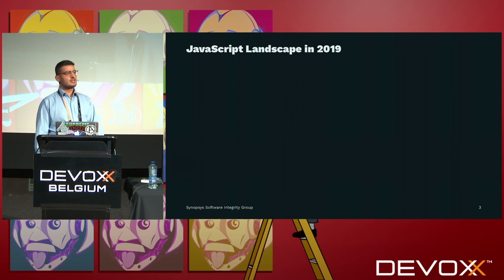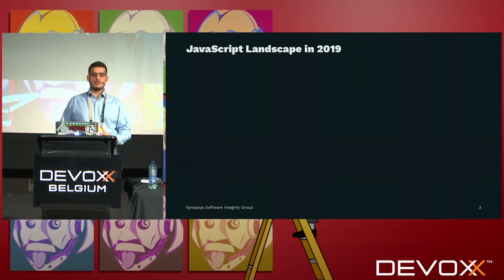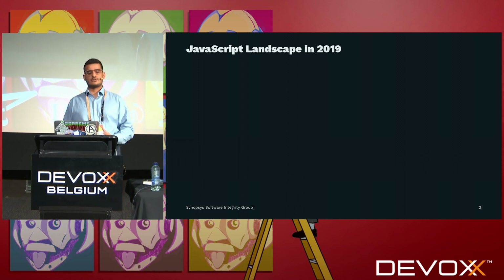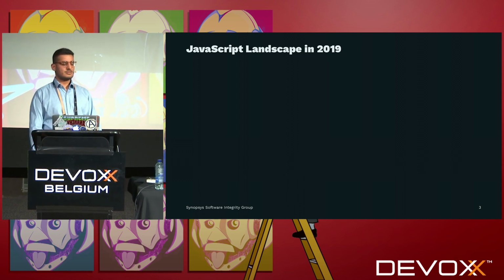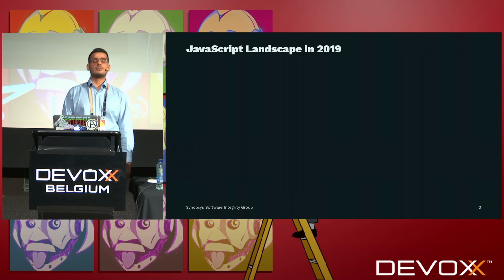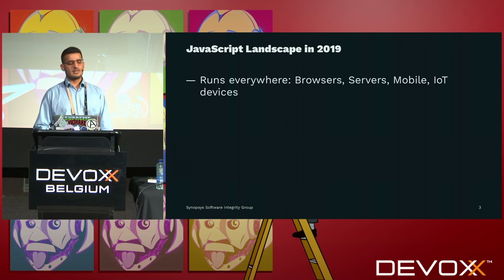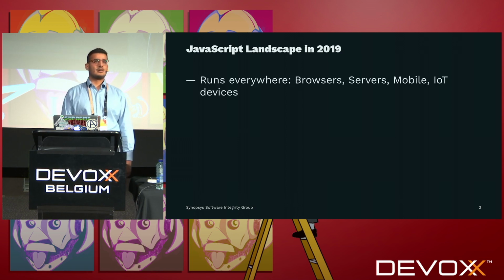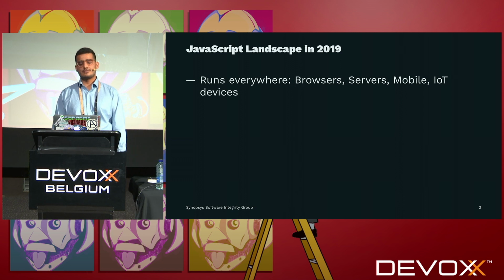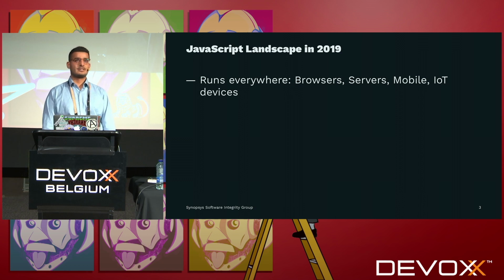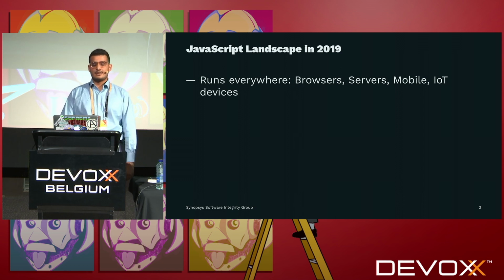Before I start the talk about real-world JavaScript security, it's probably best to quickly have a brief overview of what the landscape looks like. It runs everywhere, and it's being adopted at a very rapid scale. You can have browsers, servers, mobile, even IoT devices. And up ahead, I actually have an example of how you can do JavaScript wrong on Internet of Things devices.